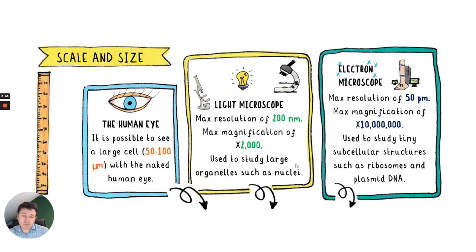The light microscope has a maximum resolution of what we call 200 nanometers, and the max magnification is times 2000. And you can study large parts of cells, organelles, such as the nucleus. The electron microscope has a maximum resolution of 50 picometers, so that's times 10 million. So you can study really small subcellular structures such as ribosomes and plasmid DNA, strands of DNA, chromosomes and things like that.